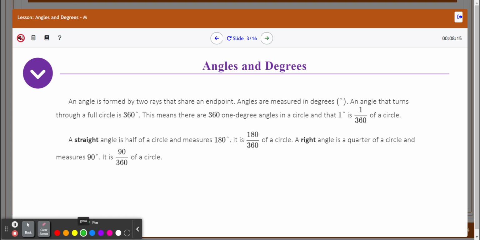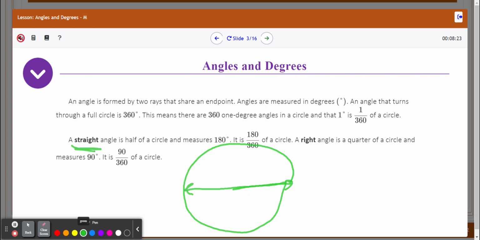A couple other vocabulary words to know. Let's say you have your circle and you just have a straight line going across. That's called a straight angle, and that measures 180 degrees. So if it's just a straight line going across, that's 180 degrees. That's a straight angle.